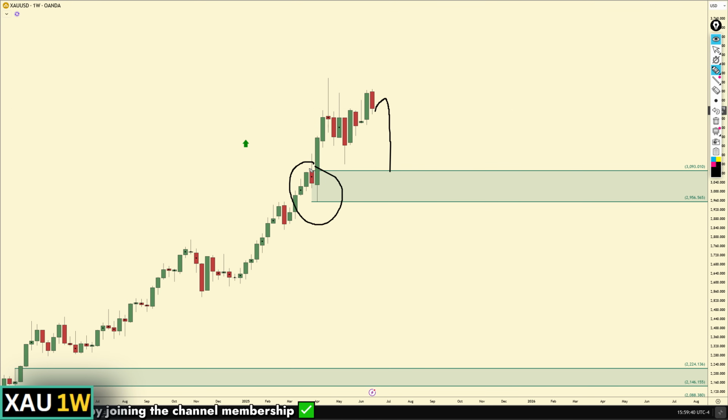And from my experience, guys, I've been doing this for 5 years. Supply and demand zones kind of act like magnets. So we definitely could see a pullback down to that weekly demand. And I would definitely welcome a pullback down there.